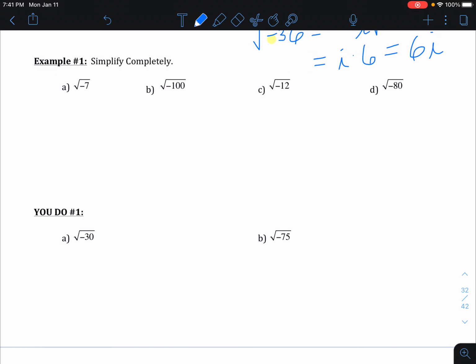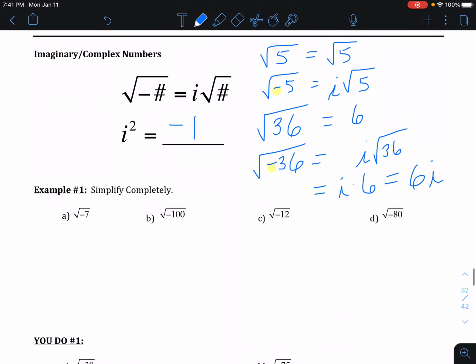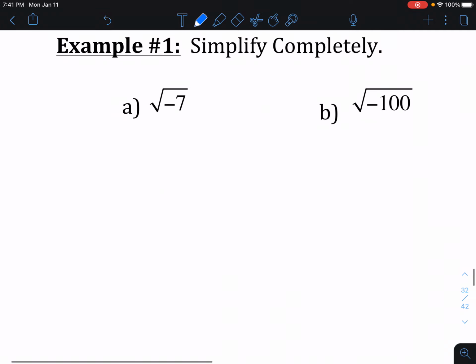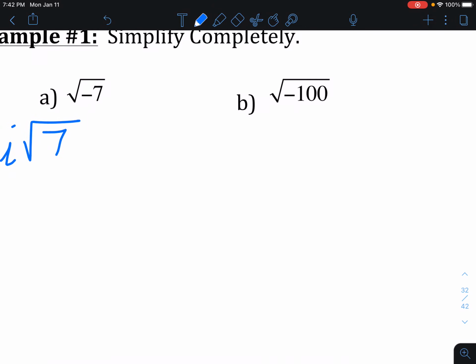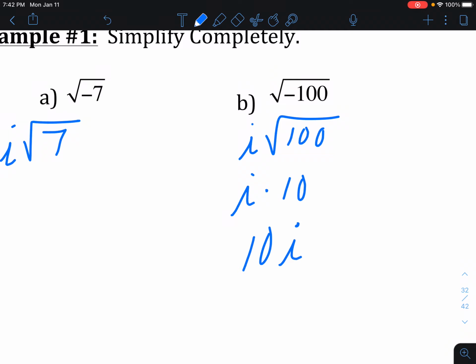Okay, so example 1 is some more simplifying square roots. In A, we have the square root of negative 7. We have a negative inside the radical, so pull out an i. So it's i times the square root of 7. And then you try to square root the 7, but we cannot do that. There's no perfect square that multiplies evenly into 7. Letter B, pull out an i for the negative. And then can you take the square root of 100? Of course you can. It's 10. So it's i times 10, which we'll call 10i.